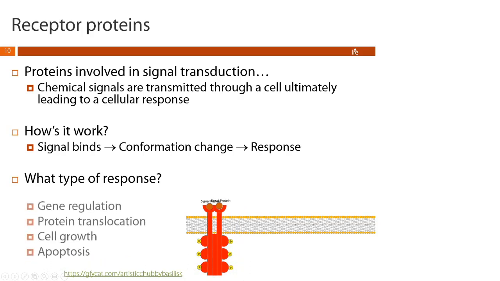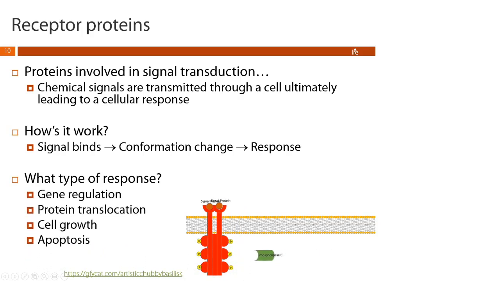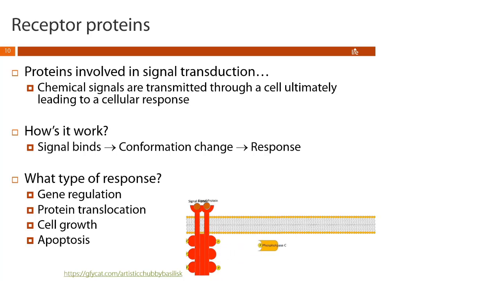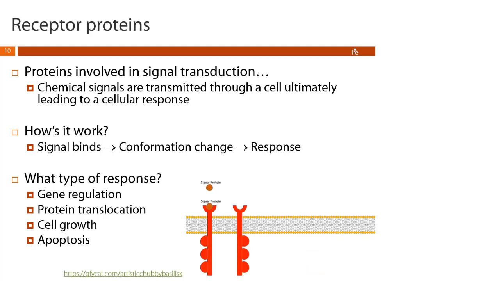Well, there's a lot of examples. One example would be gene regulation, so determining whether a gene should be expressed or how much it should be expressed. Another example would be protein translocation. Kind of like we talked about with insulin, there are receptor proteins involved in getting that pre-pro insulin to the rough ER. These are also involved in cell growth and cell death, so apoptosis, which is programmed cell death. So when a cell is no longer of use or it's become a hazard, like it might have a mutation, which we're going to talk about more in Module 7.